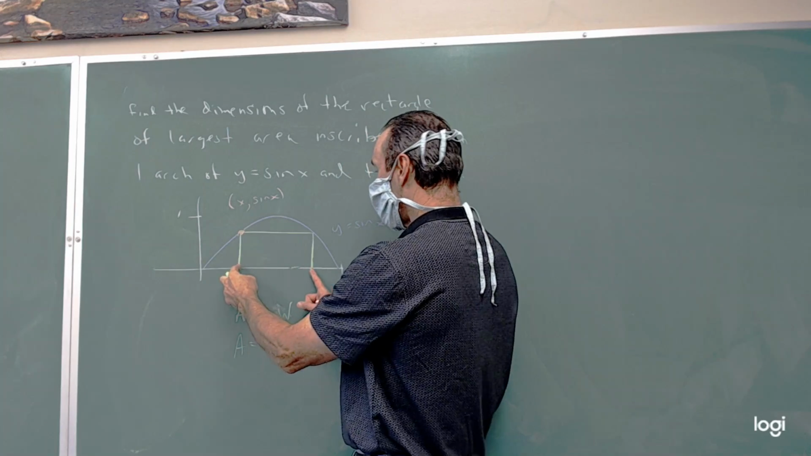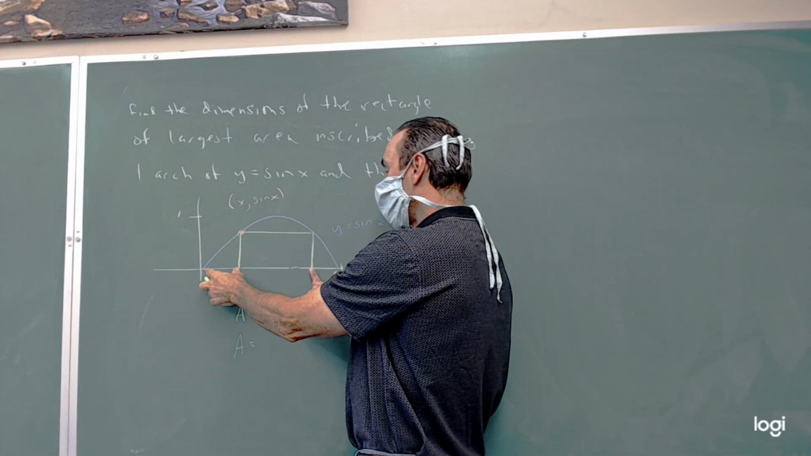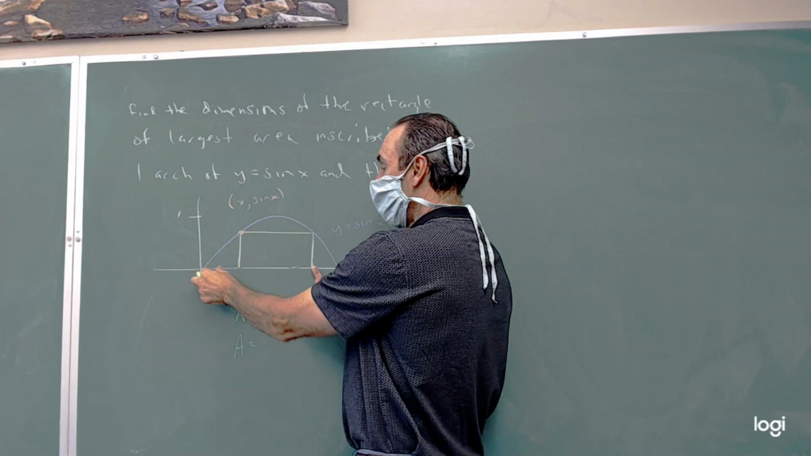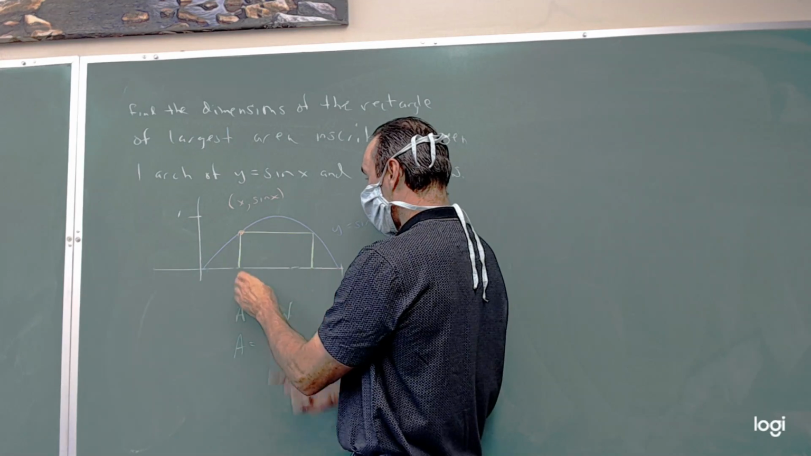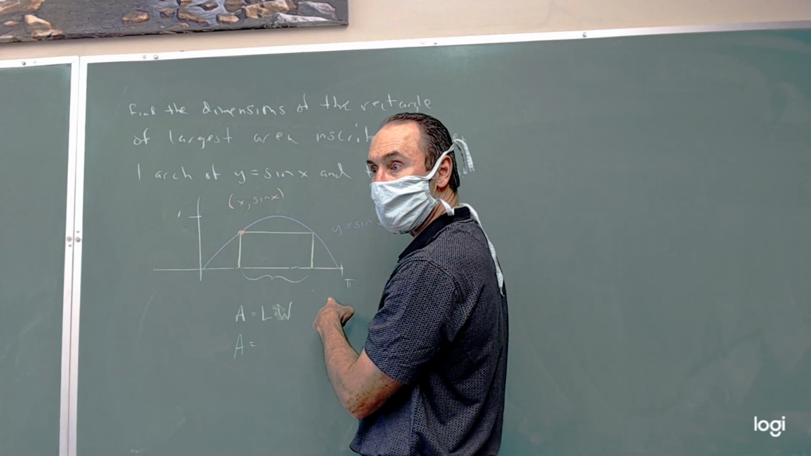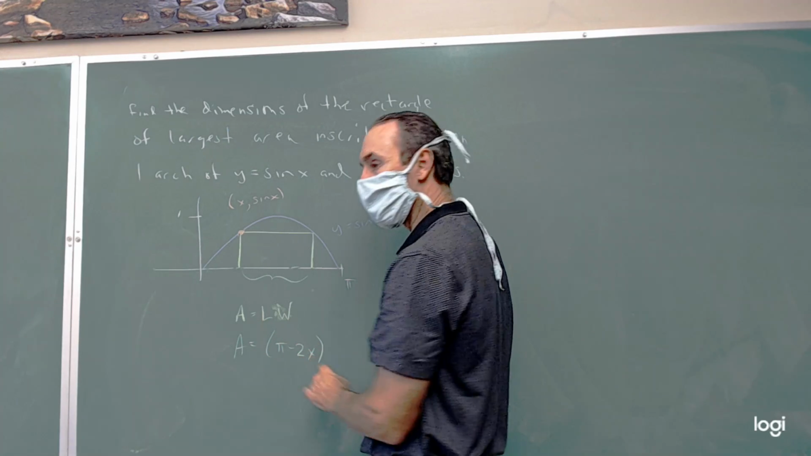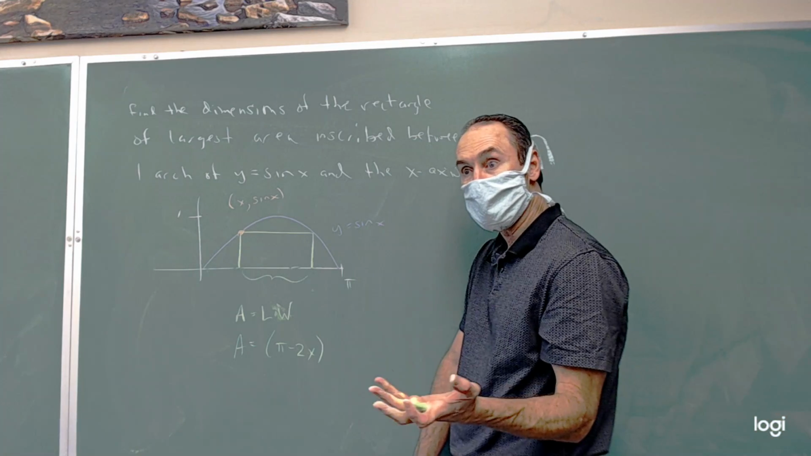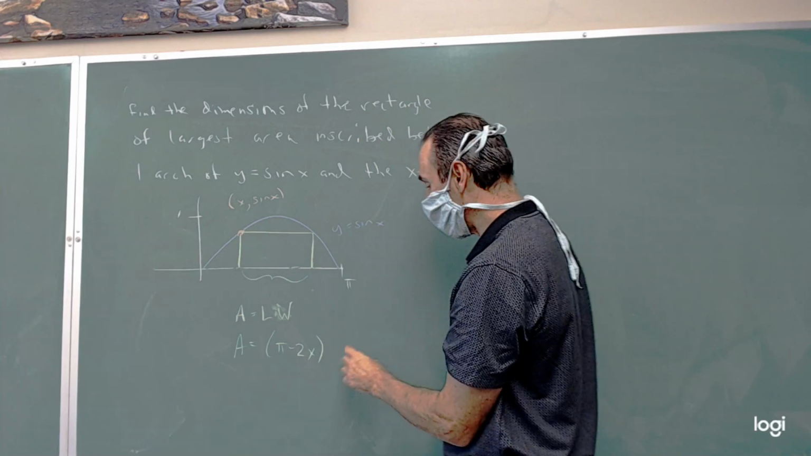Now this length right here, if this is x, by the symmetry of the sine curve, this is also that same x. So whatever that length is, that's the same. So that makes this length right here pi minus 2x. That's the hardest part, I think, right there. And then the height, or the width, is going to be the y coordinate of that point, which is going to be sine x.